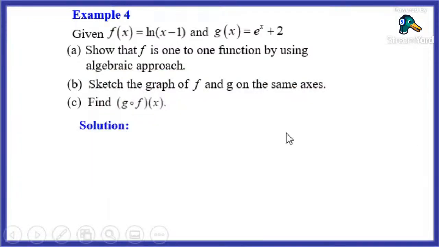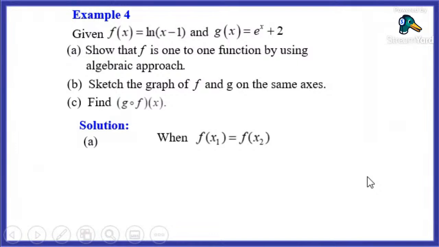Okay. So example 4. Given f(x) equals natural log of (x minus 1) and g(x) equals e to the power of x plus 2. Show that f is a one-to-one function by using the algebraic approach. So for the algebraic approach, when f(x1) equals f(x2), it should be that x1 equals x2. Okay. So what do we do?